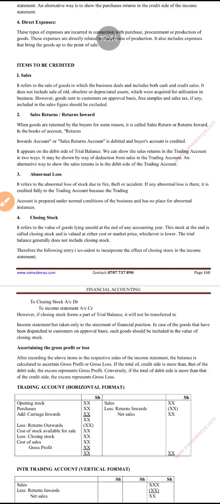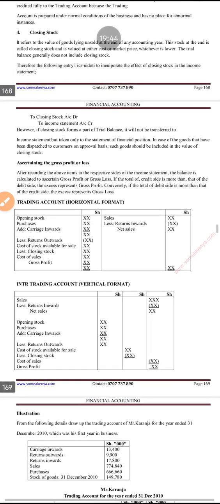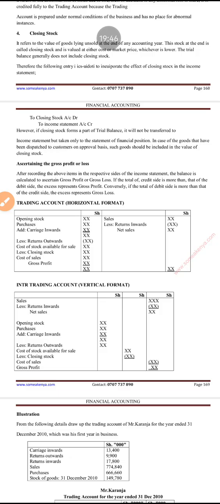So we debit the closing stock, we credit the income statement. However, if the closing stock forms part of the trial balance, it will not be transferred to the income statement, but taken only to the statement of financial position.